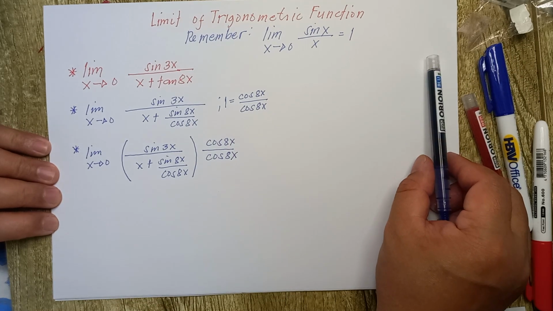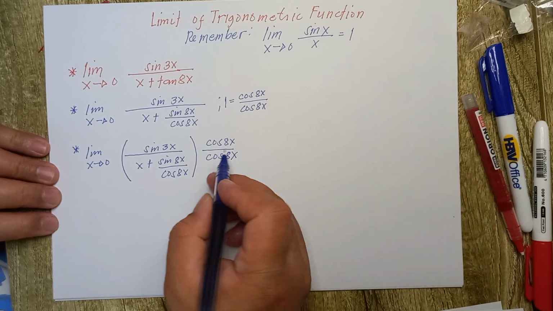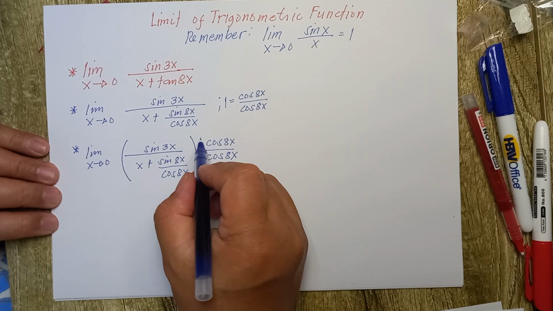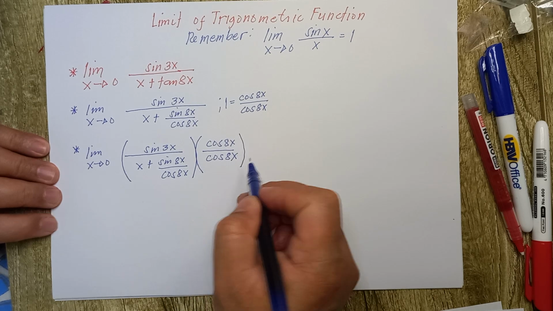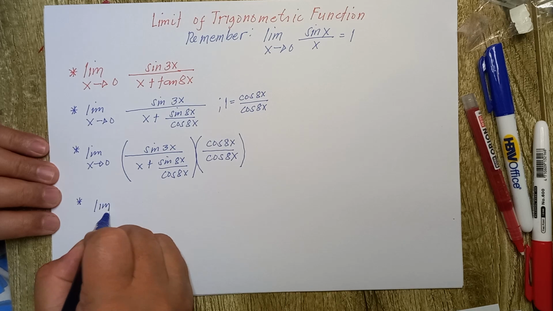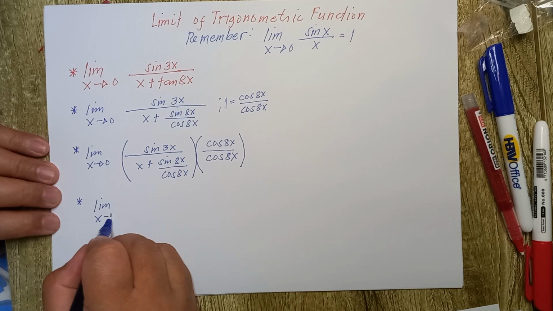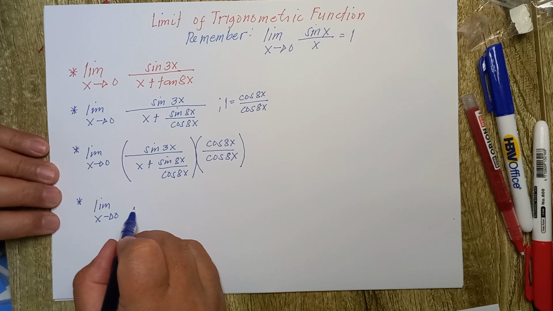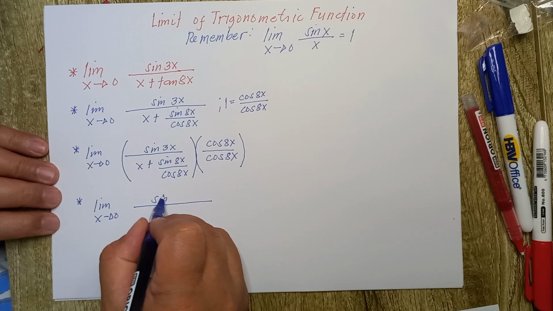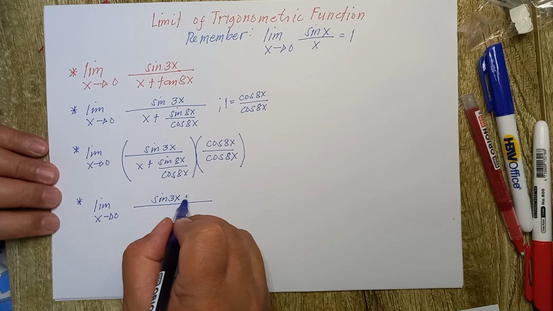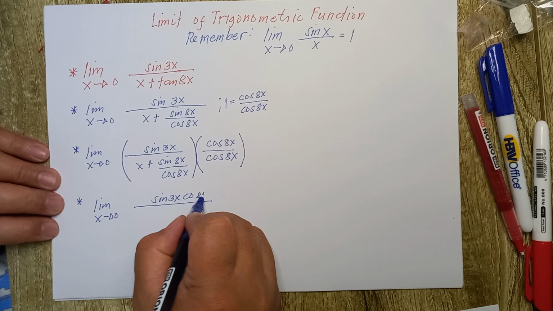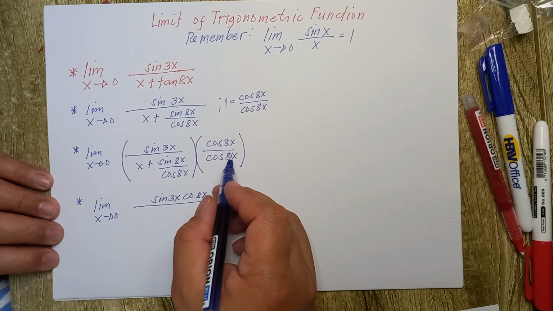Now notice in here that when we are going to simplify, we can multiply numerator to numerator, denominator to denominator. So with that, we can have the statement saying limit as x is approaching 0. Now we can have a new statement saying sine 3x cosine 8x. And what about this one?